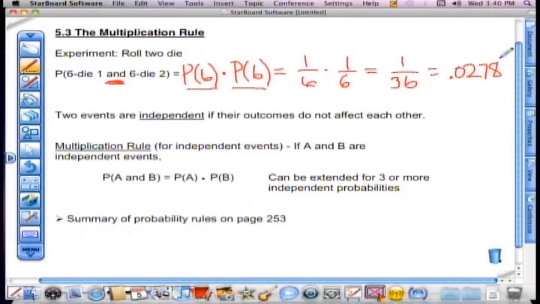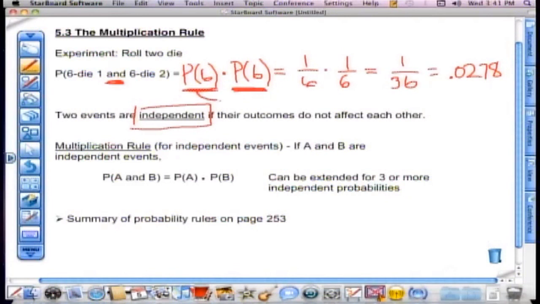With the AND situation, let's talk about independence. 2 events are independent if their outcomes don't affect each other. In other words, I roll this die, maybe I roll this die at the same time, maybe I roll it separately, it really doesn't matter. But whatever I get on this die, is it going to influence the outcome of this die? No. So we consider those outcomes to be independent, meaning they have no effect on one another.